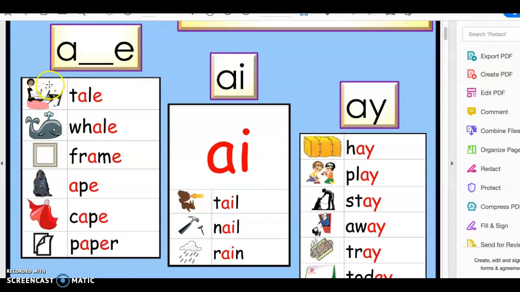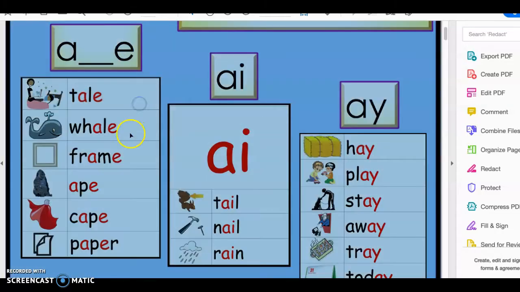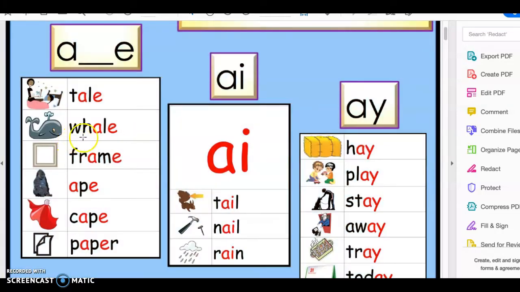Tale, like a story tale. You see how it's T-A-L-E, A blank E. So it doesn't say tal, since it has that E at the end, it says tale. Same thing over here. We don't say al, we say what? Ale, because it's A blank E. And they're all in red here so you guys can follow along.